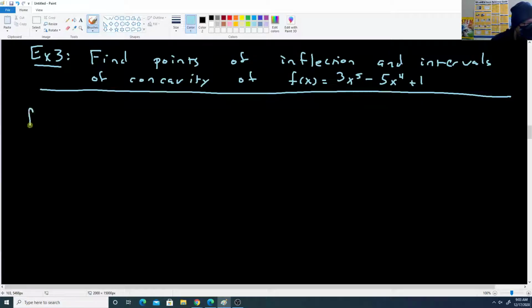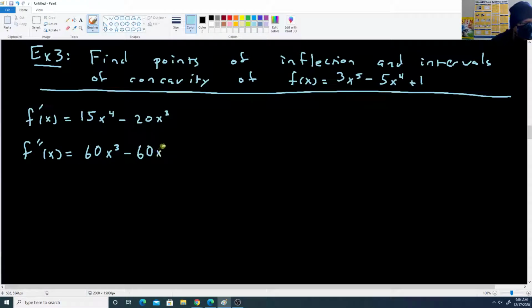So let's look at the first derivative. Let's see, 5 multiplies to 3, that makes a 15. That's 15x to the fourth power minus 4 times 5 is 20. And this will be x to the third power. And the plus 1 just drops. Then we'll look at second derivative. 4 times 15 is 60, so that's 60x cubed minus 3 times 20 is 60x squared.